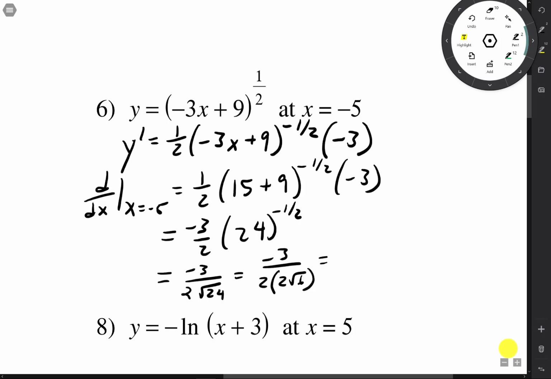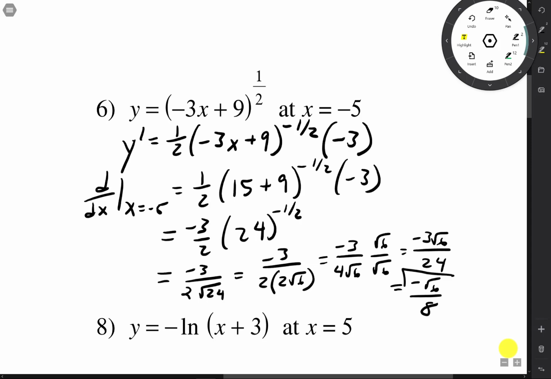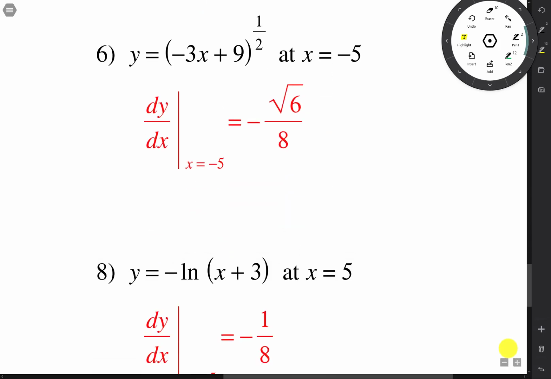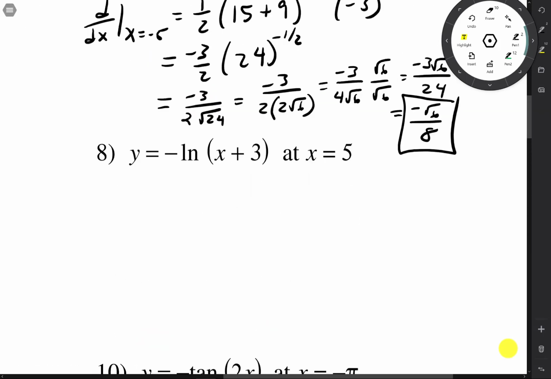So this is negative 3 over 4 root 6. So if I rationalize, negative 3 root 6 over 4 times 6, which is 24. So negative root 6 over 8 when you simplify that. Let's see if that worked. Yay, we match. Excellent. Okay, we keep going.